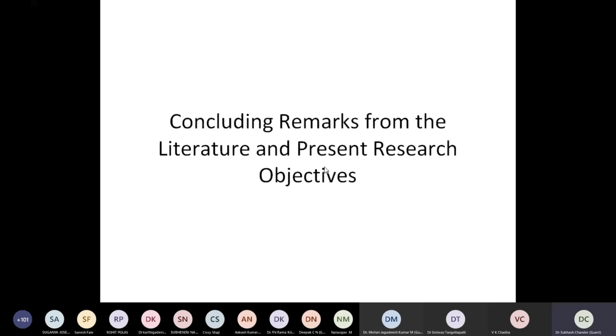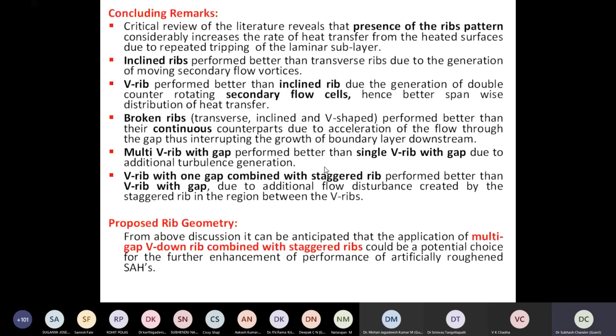So we could see from all these, as I said, that this is the work of one of my PhD students. You must be seeing that the sequence is like I'm presenting the thesis of that student, because I'm taking the case study of the results of one of my students. So what we could conclude from the different roughness elements used in solar air heaters is that the presence of rib patterns considerably increases the rate of heat transfer from the heated surface due to repeated tripping of the laminar sublayer. This is what I said.